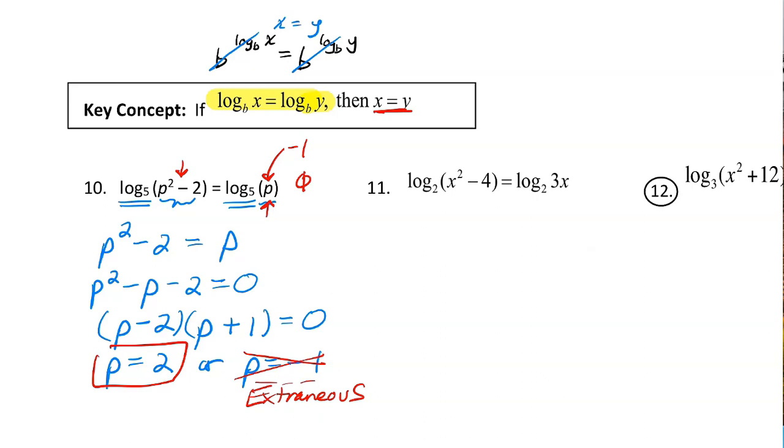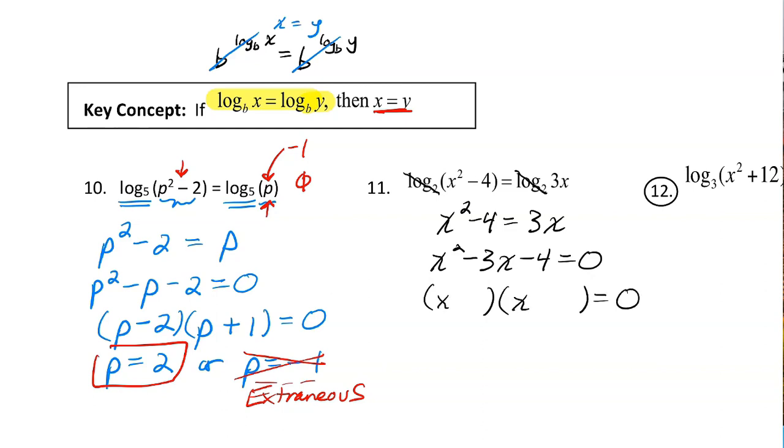I'd encourage you to pause the video on number 11, see if you can figure that out. Number 11, we have log base 2 on both sides. Those cancel. So you just have x squared minus 4 equals 3x. And we'll solve it kind of like the last one. We're going to subtract 3x from both sides and then factor.